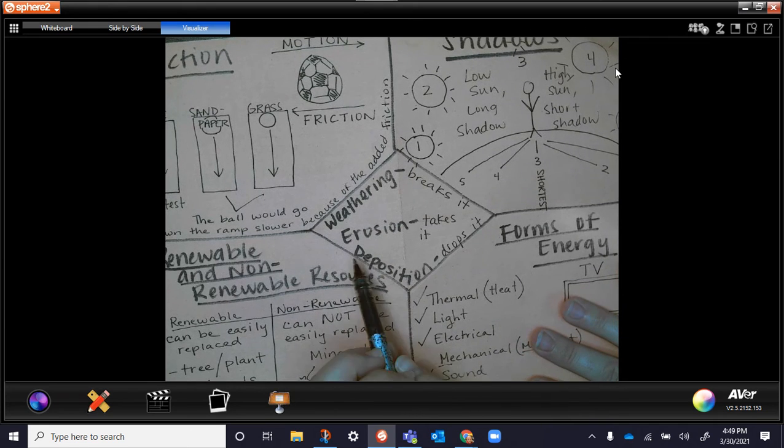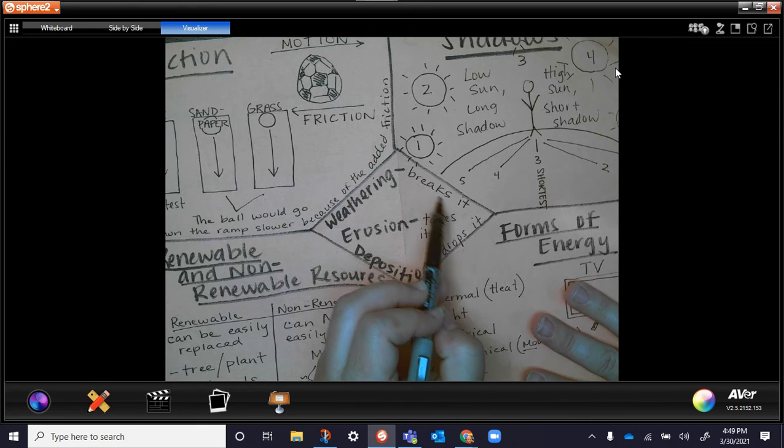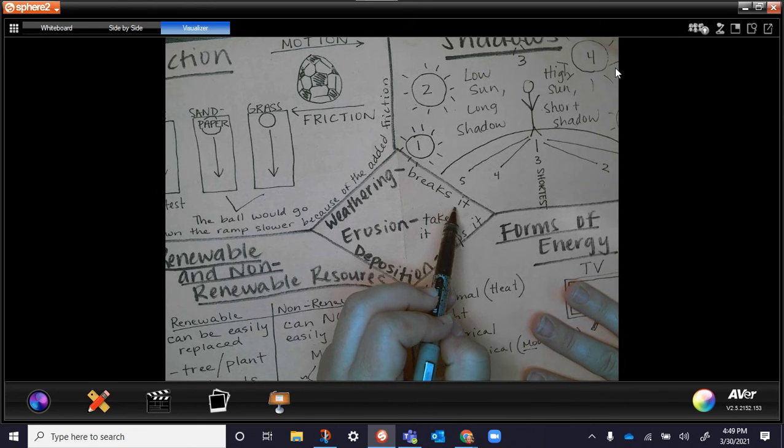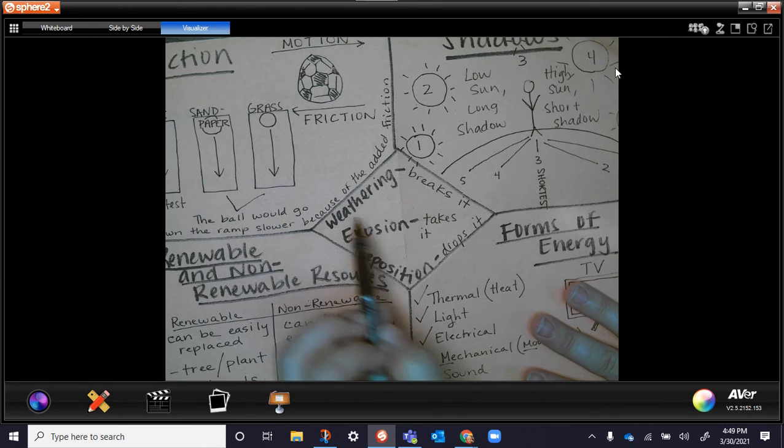All right, in the middle here, weathering breaks it, erosion takes it, deposition. When the motion stops, deposition drops. So when you see anything to do with breaking, and we're talking about Earth's surface, anytime you have a break, that's the process of weathering.